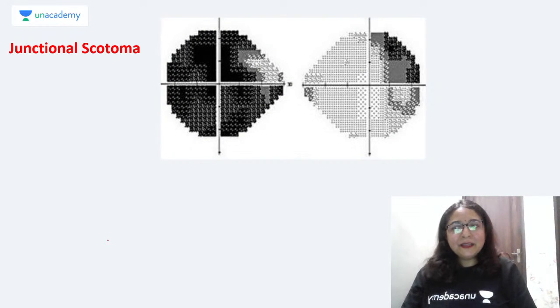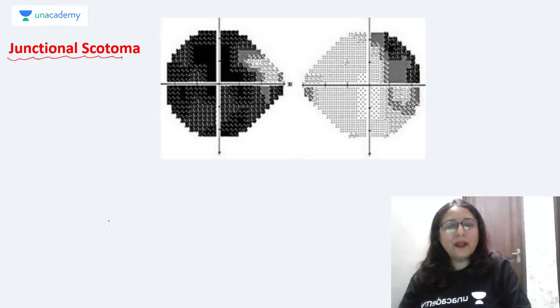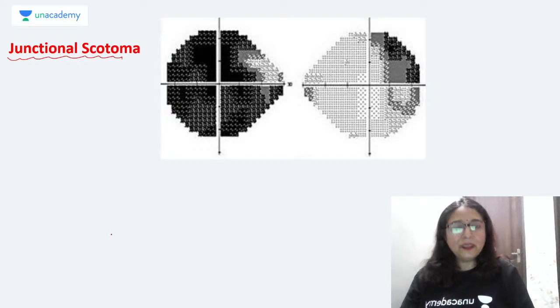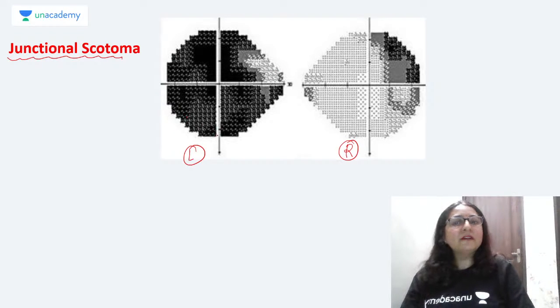Then another important concept is junctional scotoma. What do we mean by this? Junctional scotoma is a kind of defect in which, as you see, this is the left eye, this is the right eye. Now what happens in this kind of scotoma? There is a complete field loss in one eye.